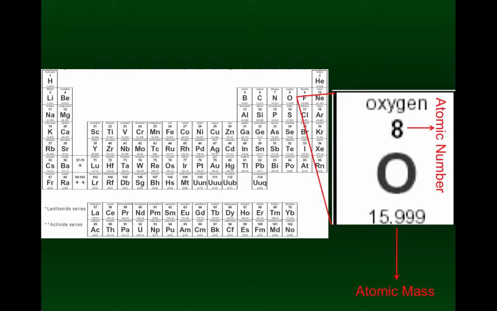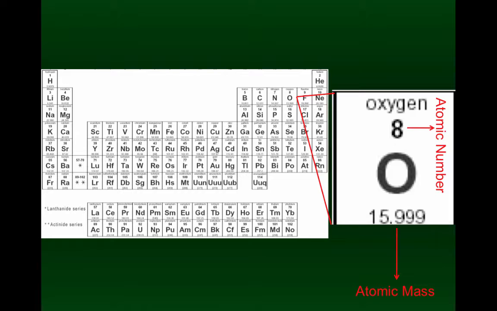It does not change. If you change the proton number, or if you change the atomic number, you change the element. So if you have oxygen with 8 protons and throw an extra proton on it, you don't have oxygen anymore. You now have fluorine. Or if you have oxygen with 8 protons and you take one away, you don't have oxygen anymore. Now you have nitrogen. So you change the identity by changing the number of protons.